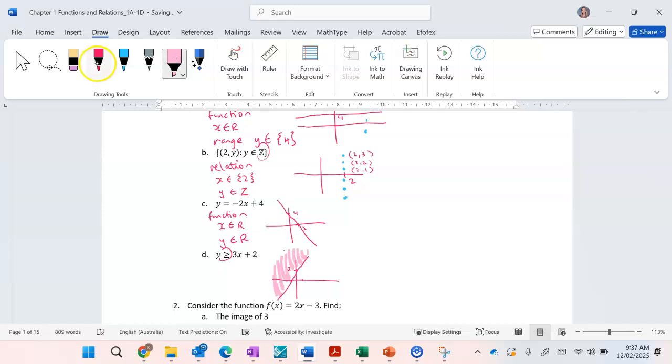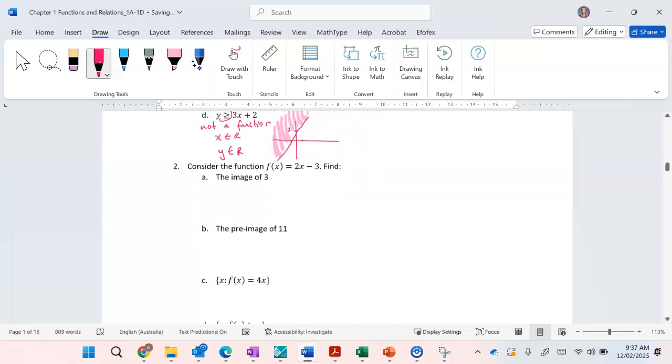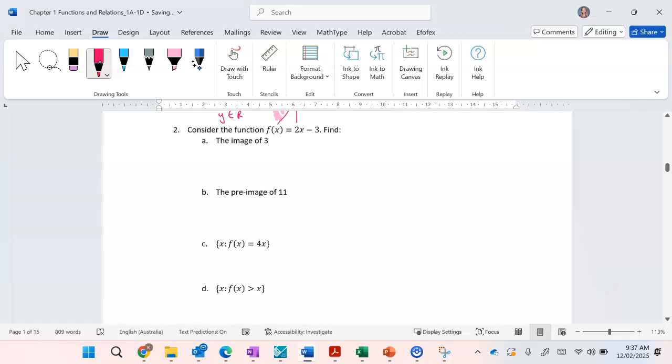All right, so we don't have an equal sign there, so it's not treated the same as it is in part C because we've got all those values. So it is not a function or a relation. And your domain is any real value and your range is any real value as well. All right, so slightly different because we've got that inequality sign there. All right, so let's have a look at question 2.